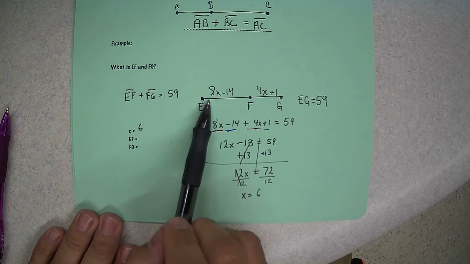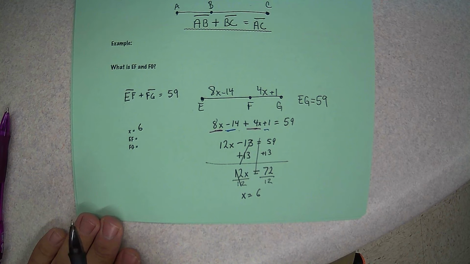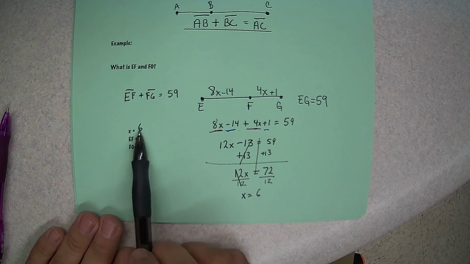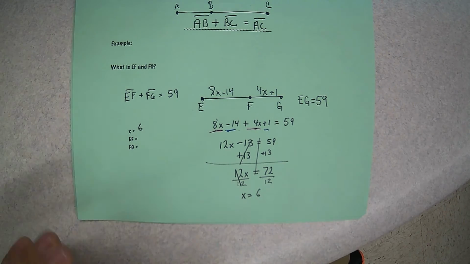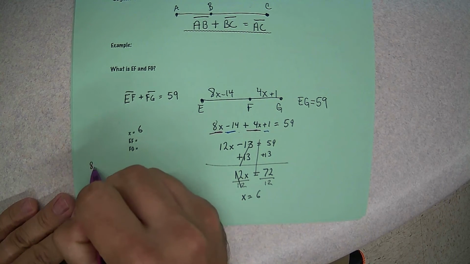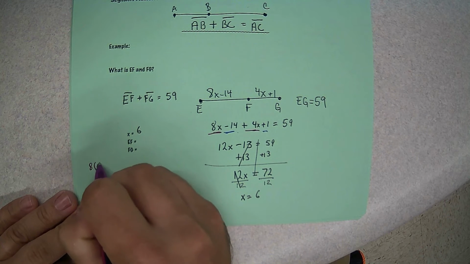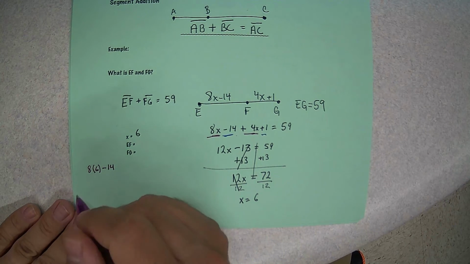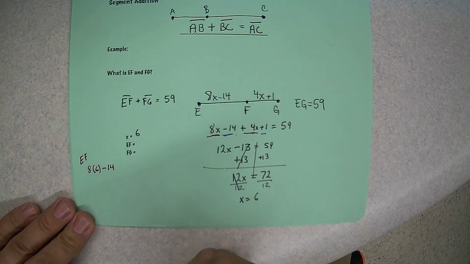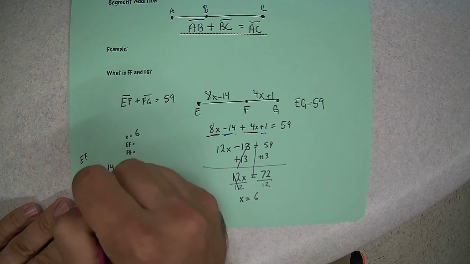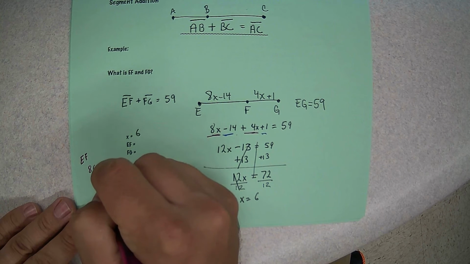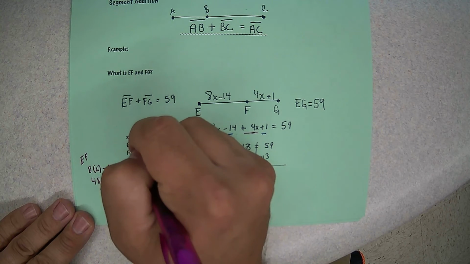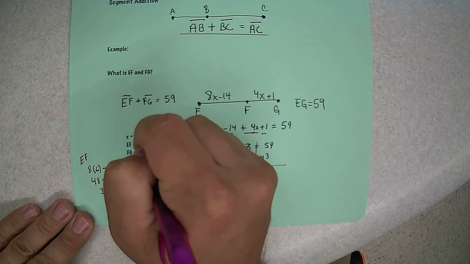But we're asked to find EF and FG. So all we do is replace x with a 6. So let's do that over here. I have 8 instead of x. I'm going to put a 6 in, minus 14. This is for EF. 8 times 6 is 48, minus 14. 48 minus 14 is going to be 34. So EF is 34.